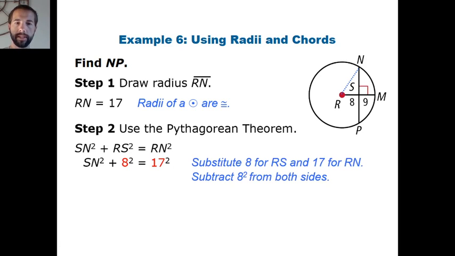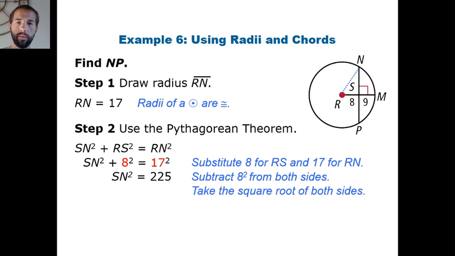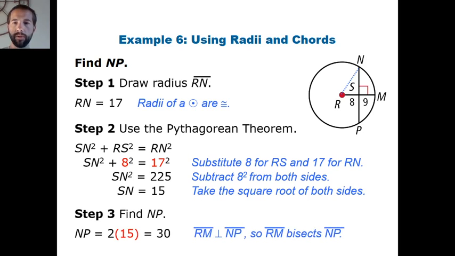So square 8, square 17, and then subtract 8 squared from both sides. We get SN squared equals 225, and then if we take the square root, we'll get that the length of SN is 15. So if the length of SN is 15, then since RM is perpendicular to NP, we know that SP is also going to be congruent. So that's one of our previous theorems. So if NS is 15, that means that SP is also 15. So we're just going to do 15 plus 15, or 2 times 15, and we get the length of NP is 30.